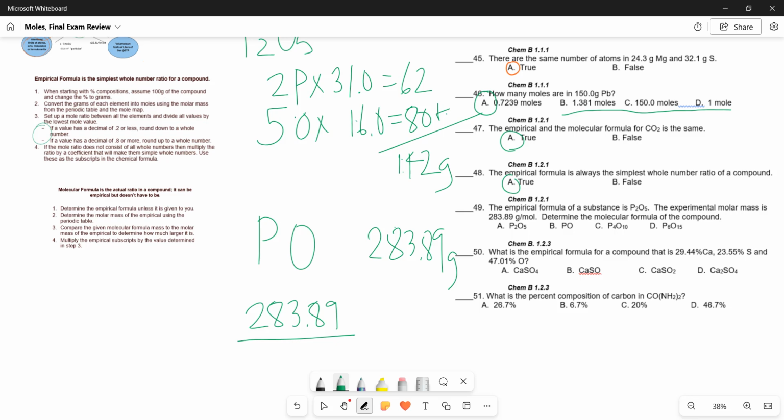283.89 divided by 142 is 2 times bigger. And so my P2O5 is going to be increased by double. So the final answer is P4O10, and the answer is C. Okay, let's go to the next question.